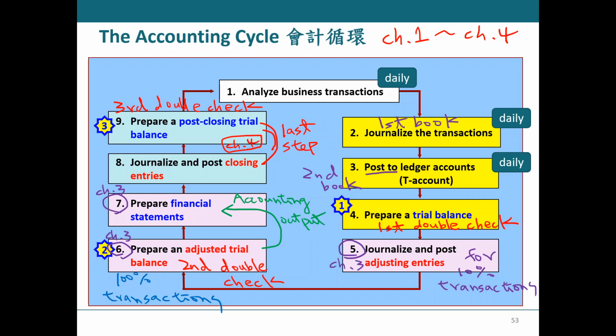At the end of each accounting period, right? Because we don't double check every day. It's impossible to double check it every day. So we will wait maybe each month, each quarter, each year, and double check it again, okay? So at the end of each period, at the end of each month, we just double check it once, okay?